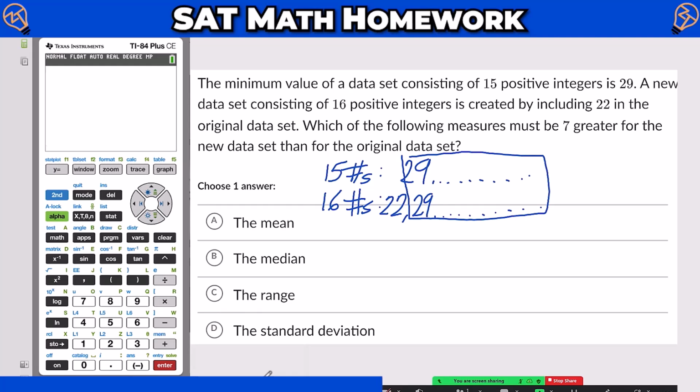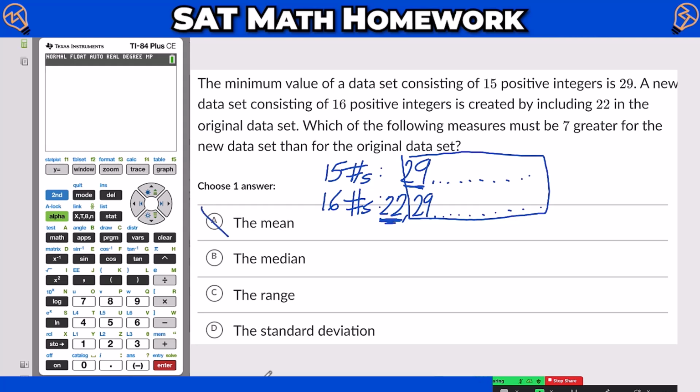For the mean, we know that the mean, which is an average, is not something that just increases or decreases by an exact amount simply by entering a data value that is, let's say in this case, 7 less than the previous minimum. In fact, we know that the mean would actually go down, right? If we added another value that's smaller than the previous minimum value, that's going to bring the average down. So it's not going to bring it up at all.